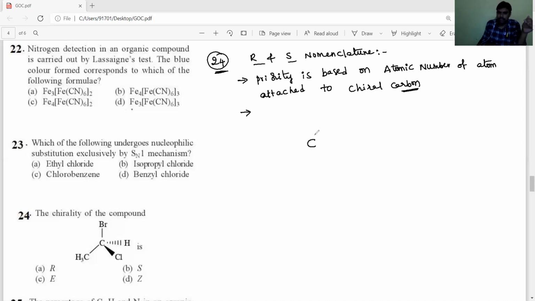Now let's see the given compound. Bromine, CH3, this is the chlorine, and the hydrogen atom is on the back side, then chlorine is on the front side. Already I said the priority is based on atomic numbers. This is the chiral or asymmetric carbon. The attached atoms are bromine, hydrogen, chlorine and carbon. That carbon has atomic number Z equal to 6. If the attached atoms are the same, then you go to the next atom. That way we have to identify the priority groups.